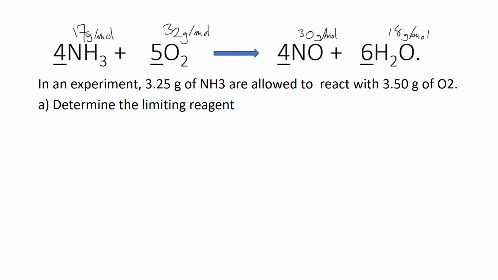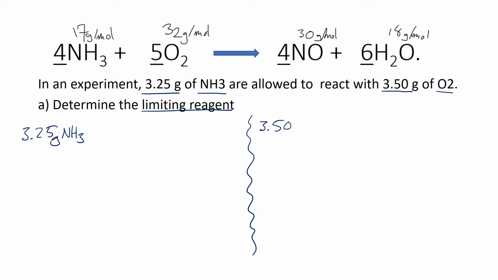So the first part of the problem says that in an experiment, 3.25 grams of ammonia, NH3, are allowed to react with 3.5 grams of O2. So we've got to figure out the limiting reagent, the thing that runs out first. To do that, we need to convert all of these into moles and then divide by their coefficients. Here, let's start with 3.25 grams of ammonia on one side, and on the other side, let's do 3.50 grams of O2. And let's get them into moles, right? Because we know that limiting reagents are determined by their moles, not by their mass.